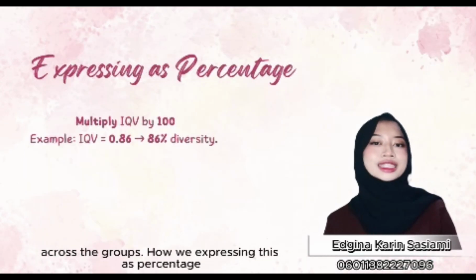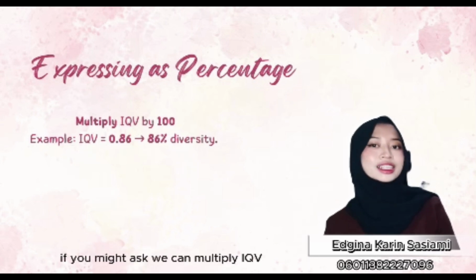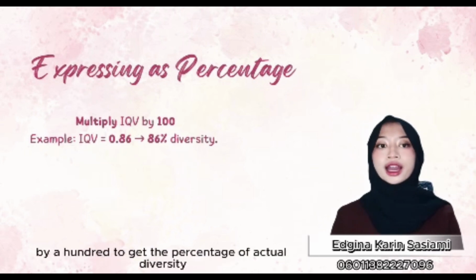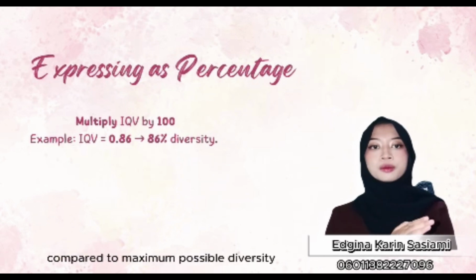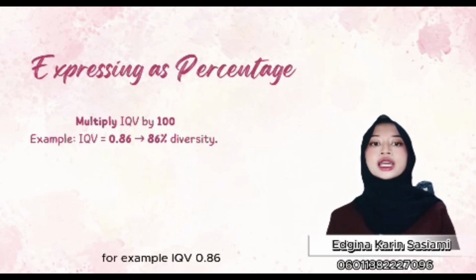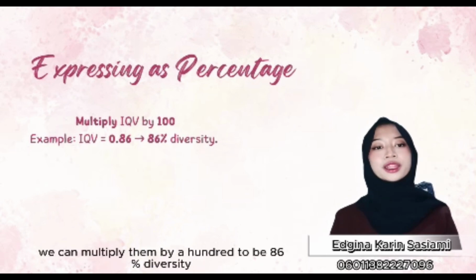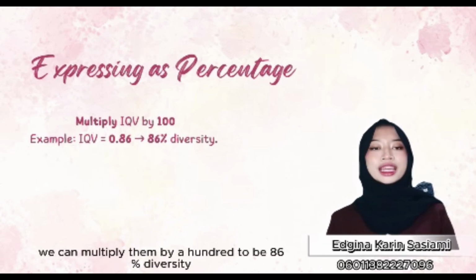How do we express this as a percentage, you might ask? We can multiply IQV by 100 to get the percentage of actual diversity compared to maximum possible diversity. For example, for an IQV of 0.86, we multiply it by 100 to get 86% diversity.